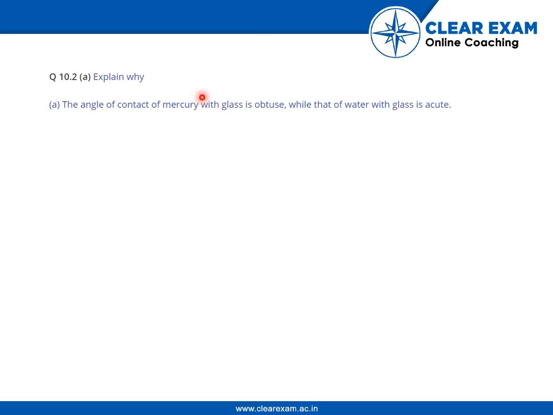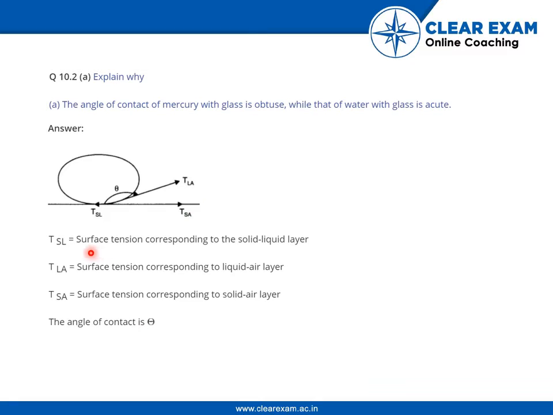The question is: explain why the angle of contact of mercury with glass is obtuse while that of water with glass is acute. So this is the diagram where TSL represents the surface tension corresponding to the solid-liquid layer, TLA represents the surface tension corresponding to the liquid-air layer, and TSA represents the surface tension corresponding to the solid-air layer, and the angle of contact is theta.